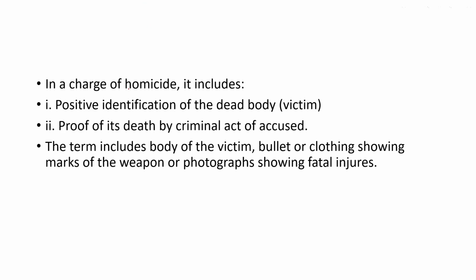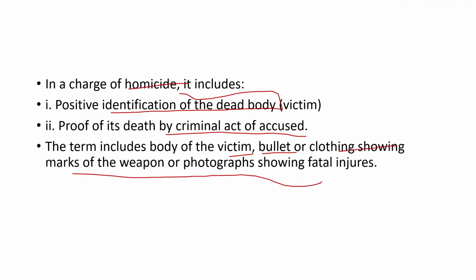For example, if there's a homicide case, we need a positive identification of the dead body. Is there any dead body present or not? Or has any criminal act occurred or not, right? Other than this, the victim, the bullet, the clothing, showing marks, the weapon, the photograph, or the fatal injuries. All of these are the corpus delicti. It shows that some crime has occurred.